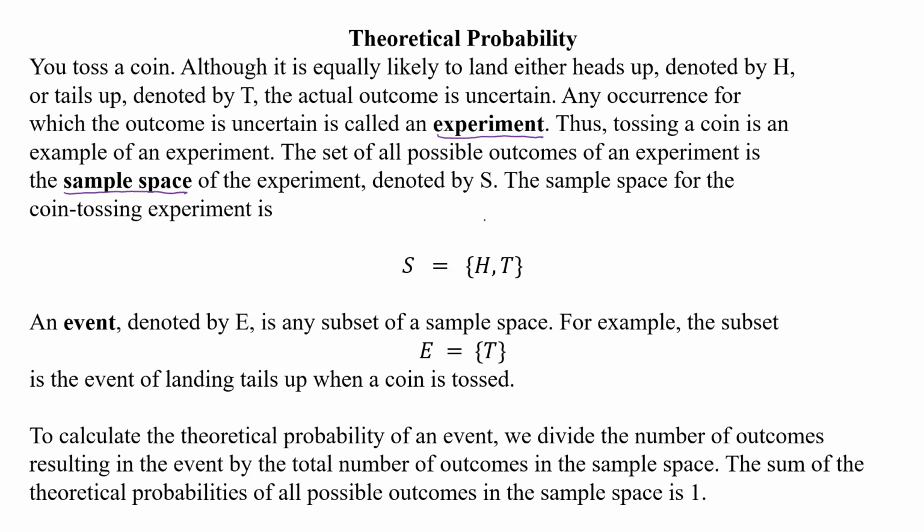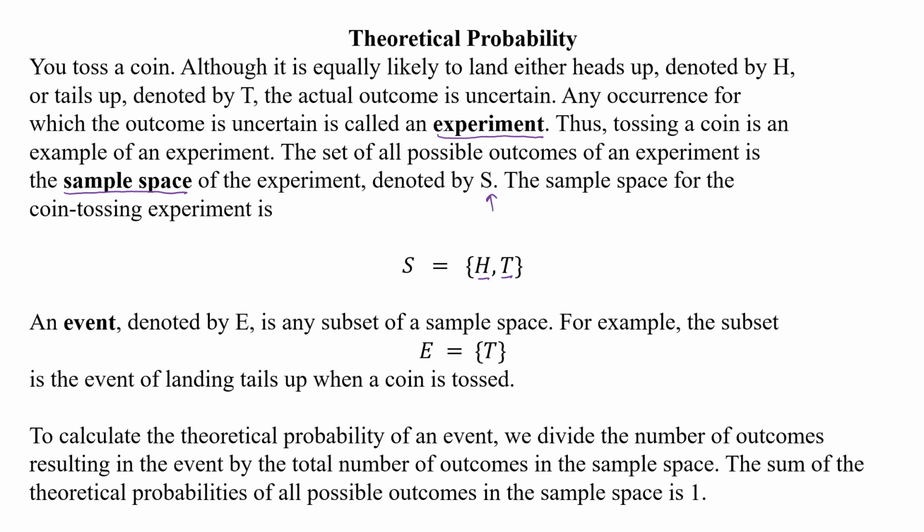The sample space is usually denoted as S, whereas experiment is usually denoted as E because you're going to do some event in that experiment. The sample space for the coin tossing experiment is S equals, using braces, H or T. The event, denoted E, is a subset of the sample space, and it can be tails, or heads, or whatever lands when you flip that coin.